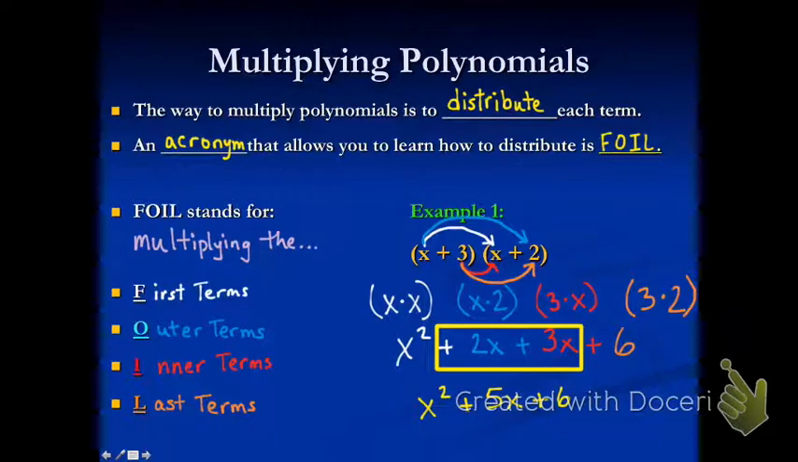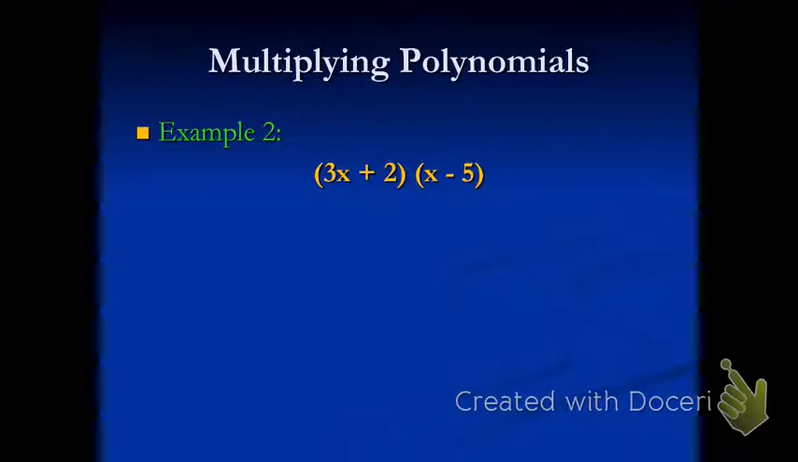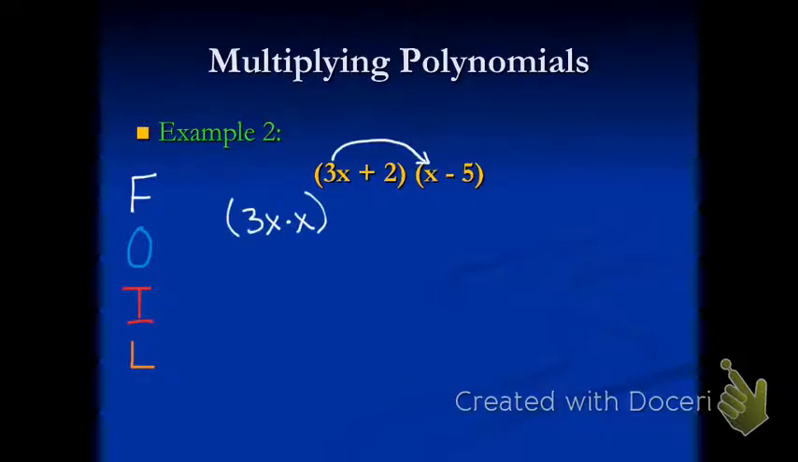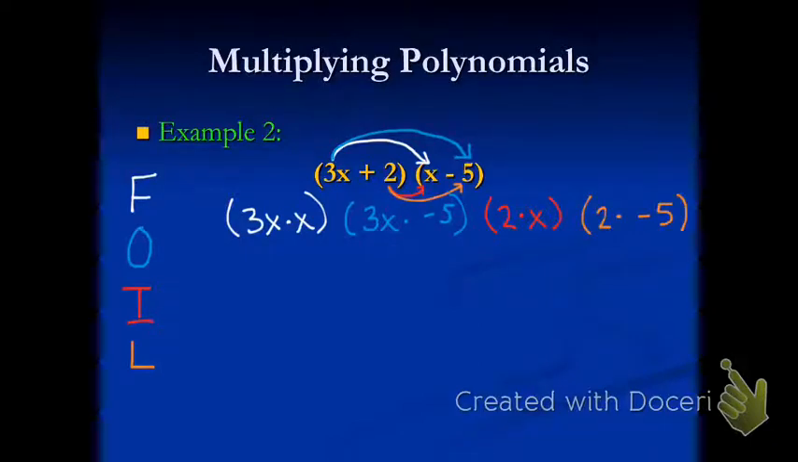Okay, why don't you pause this computer and write that example down. Here's our next example. Looks a little bit different. We have a 3 as a coefficient in front of the first x term. So let's walk through this one. Again, we are going to FOIL. So the F stands for the first terms, so 3x times x. The O stands for the outside terms, so 3x times a negative 5. The I stands for the inner terms, so positive 2 times x. And then the L stands for your last terms, or 2 times a negative 5.